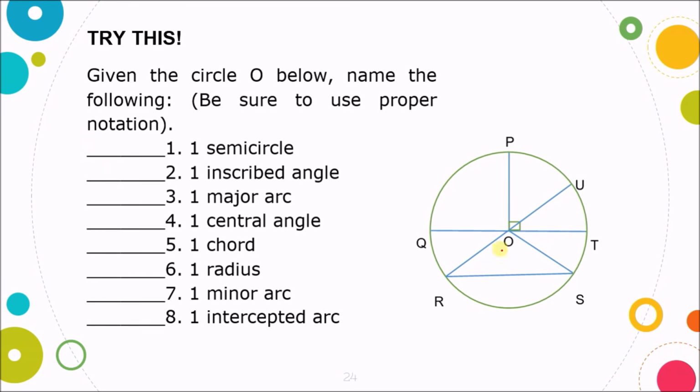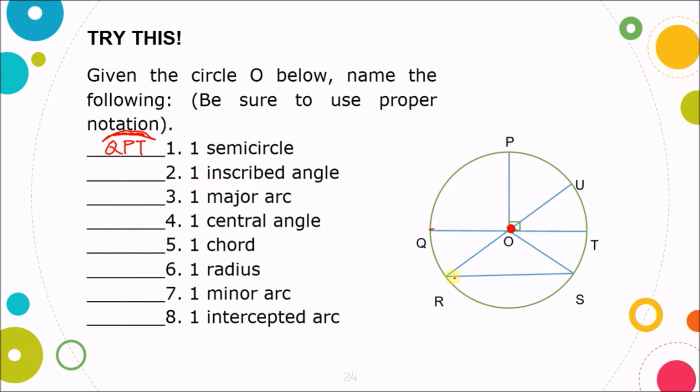So there are 4 semicircles here, pero pipili lang tayo ng isa. It doesn't mean na mali yung sagot mo, walang problema dito. This is the diameter, this is our center, so meaning to say QPT is one of the possible semicircles na pwede nating makita dyan. Mayroon pang 3 dyan na natitira.